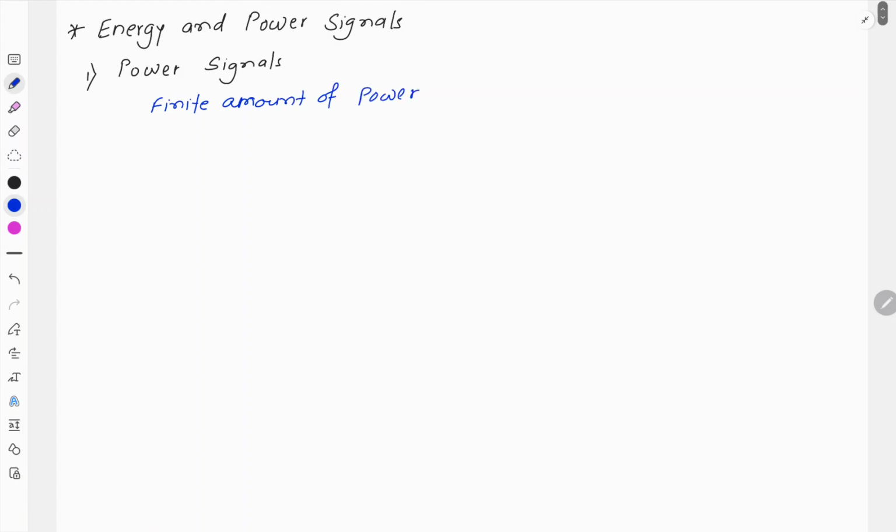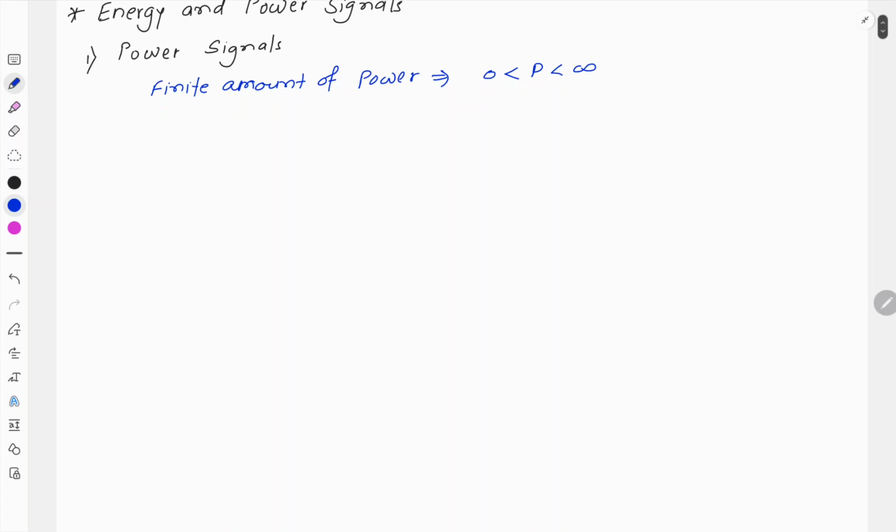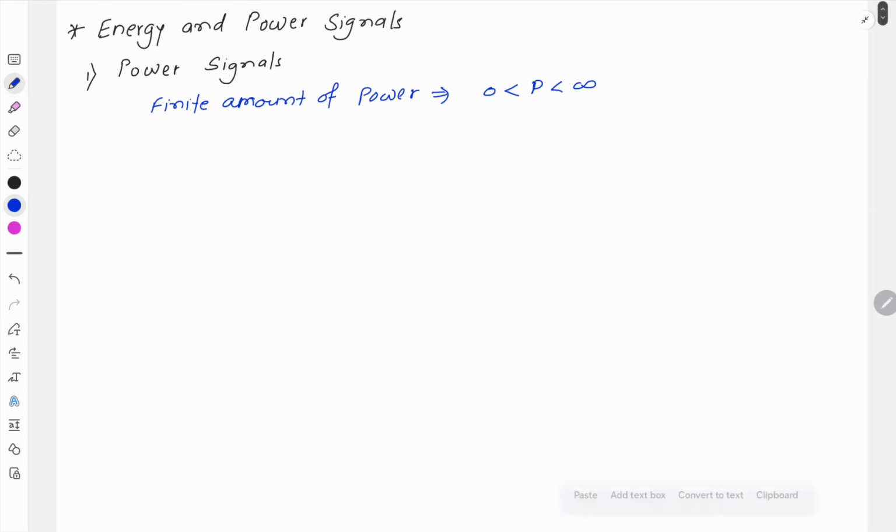And it is denoted as 0 < P < infinity, so P is nothing but the power of the signal and its value is finite. Generally, periodic signals are power signals. Now we can represent the equation of a power signal for CT signals.